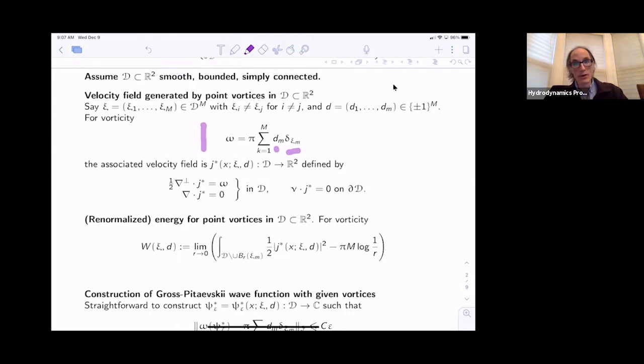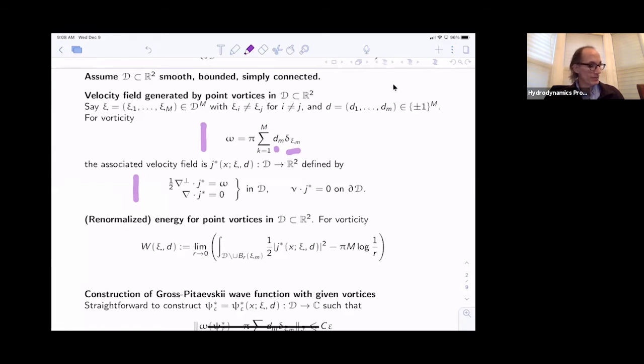In all of our arguments, we'll make very strong use of energetic considerations. If I have a degree 2 vortex and I can split it up into 2 vortices of degree 1 and thereby liberate a lot of energy, that's a difficult situation to analyze with the techniques we use. Anyway, we can then define J star. This is not the Gross-Pitaevskii current; it's the velocity field generated by those point vortices. Its curl is that measure omega, its divergence is 0, and it's tangential on the boundary.